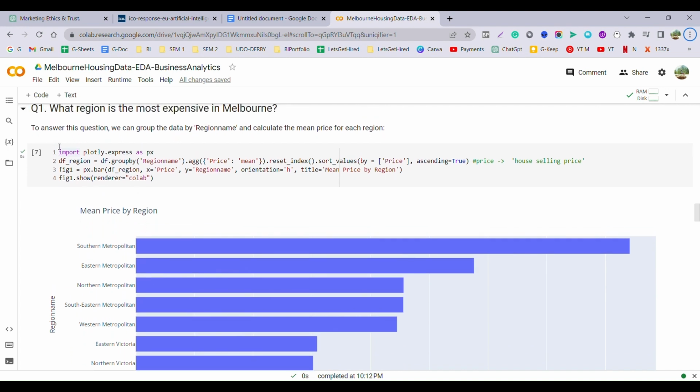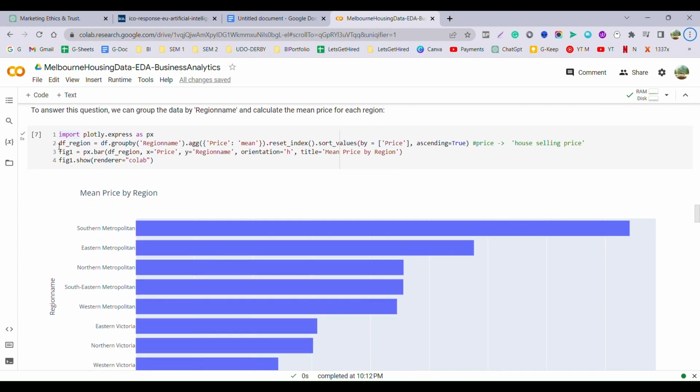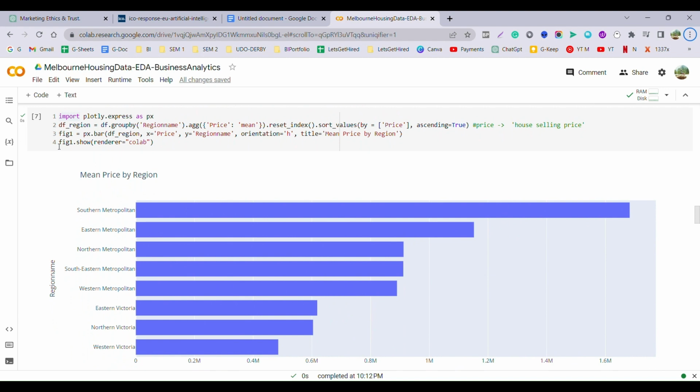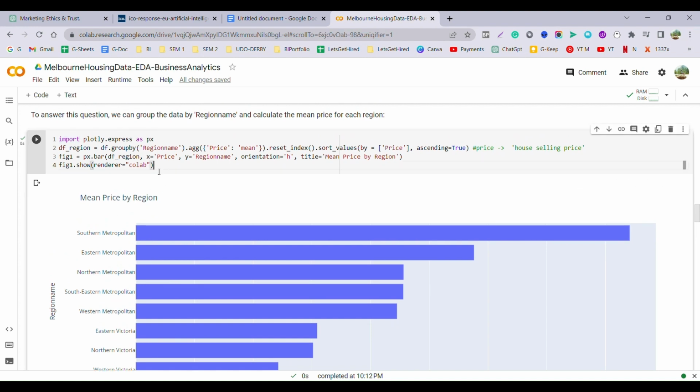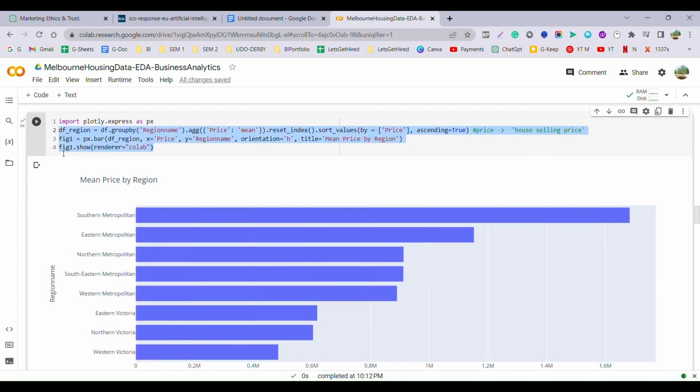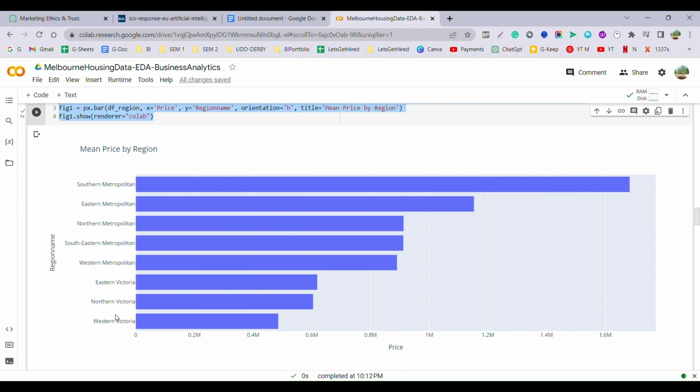What I have done is create a bar chart which has an aggregation of the mean of the price range. The higher the mean of the price range, that means there is a higher selling price in that particular region, right? This is what you can see. This is the basic code, and I have also sorted it in this manner, so it is very easy to identify that Southern Metropolitan has the highest mean price.